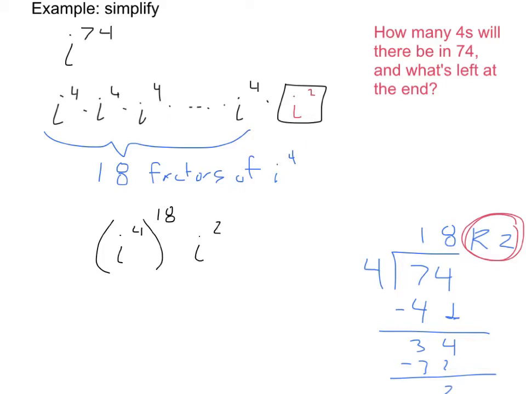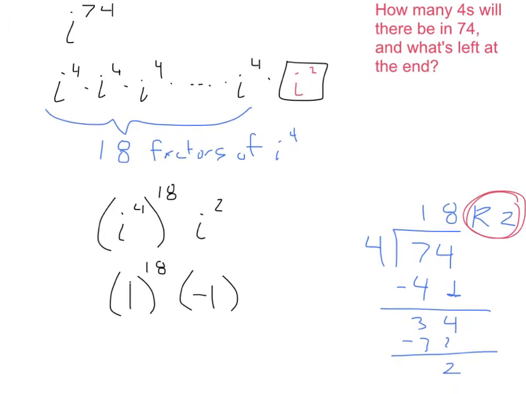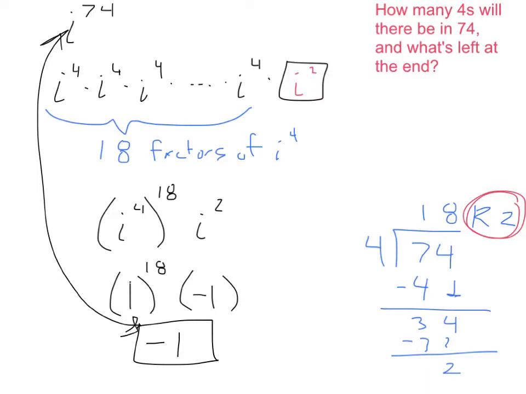So now, what is i to the fourth? Remember, i to the fourth is 1, so I have 18 1s multiplied to each other, times an i squared on the end, but i squared is -1. And so that means in the end, our i to the 74th can be simplified down to just being -1. And that is the simplification.